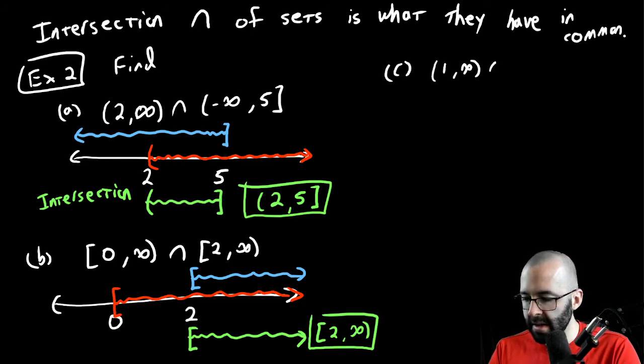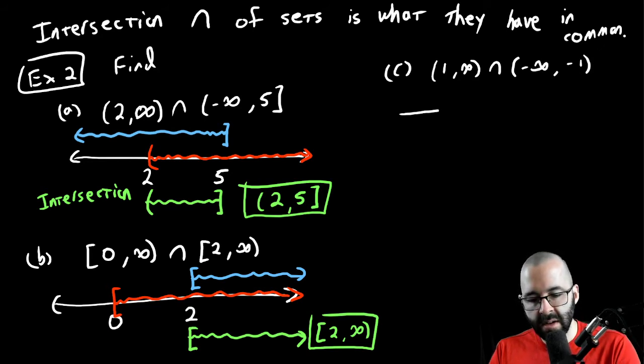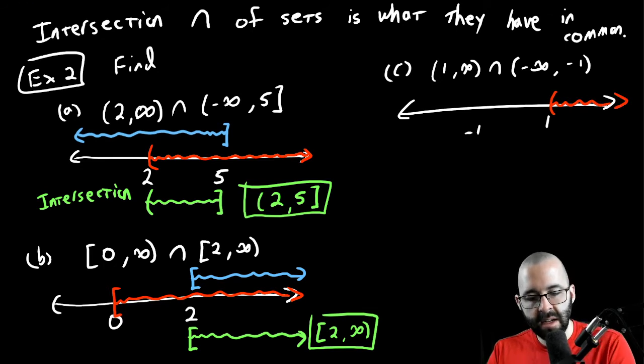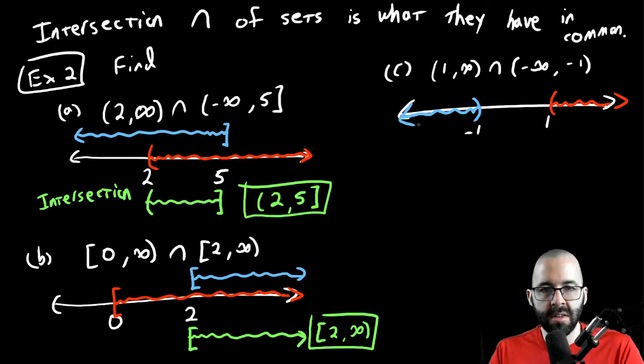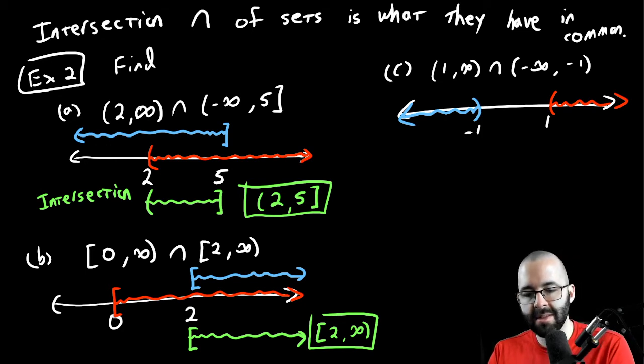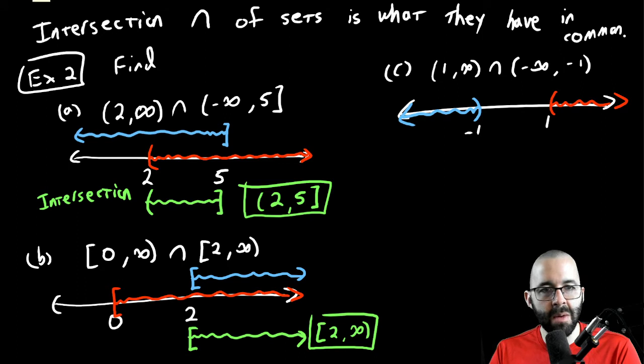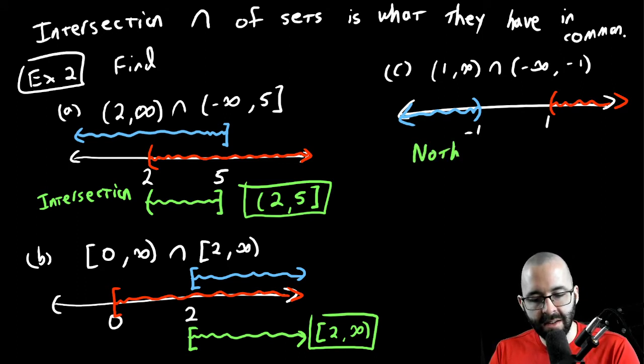1 to infinity, intersect negative infinity to negative 1. Draw it on the number line. Negative 1 is here, 1 is there. 1 to infinity looks like this. Negative infinity to negative 1 looks like this. What's the overlap? What does red and blue have in common? Nothing. There's no number that is in both of these sets. We're going to say nothing.